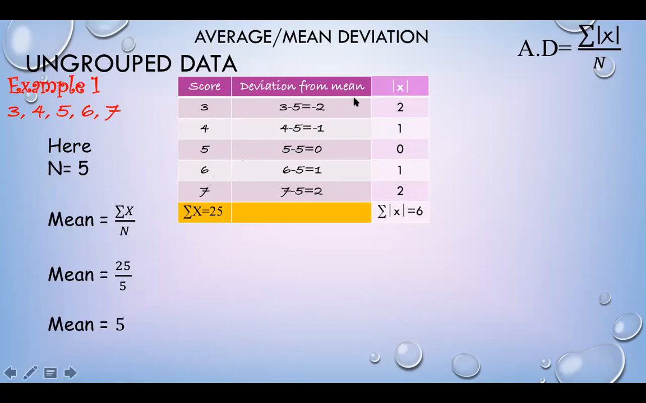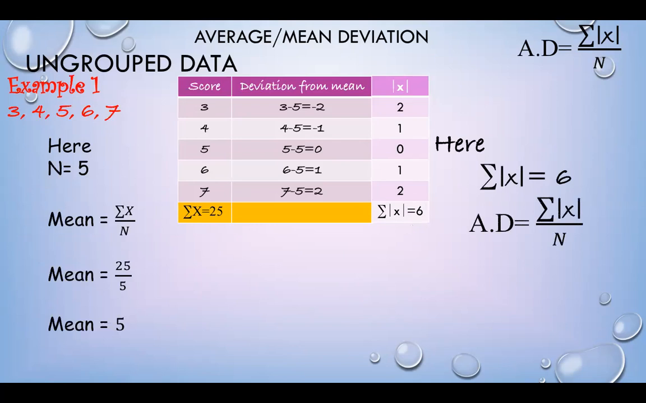Here 2, 1, 0, 1, and 2, and then for the formula we have to sum these deviations. By summing these deviations, it comes out to be 6. Then here the summation of absolute deviations is 6 and n is 5, so average deviation of this data will be equal to 6 divided by 5, that will be 1.2. This is how we calculate the average deviation of an ungrouped data.